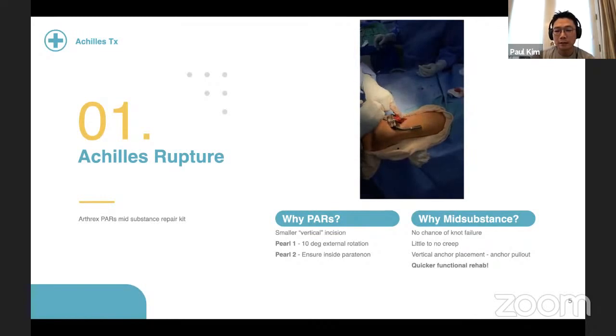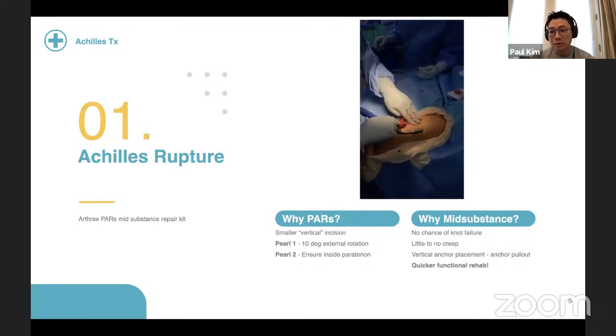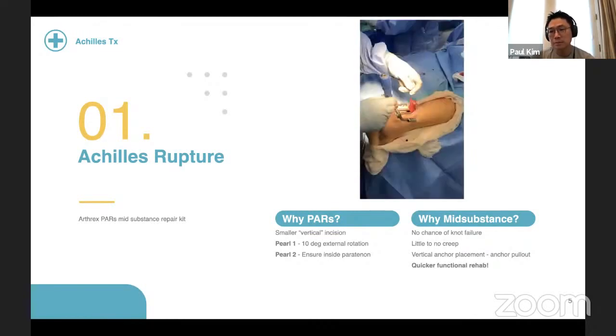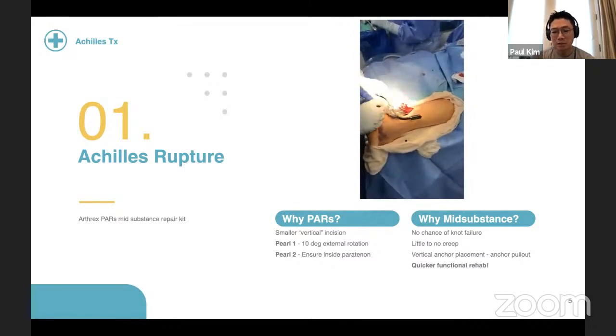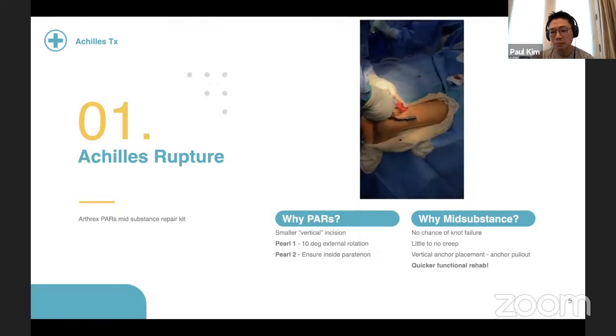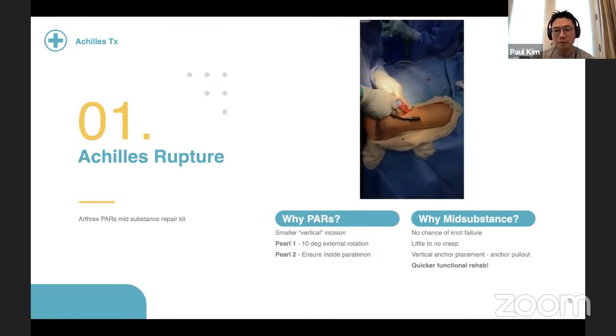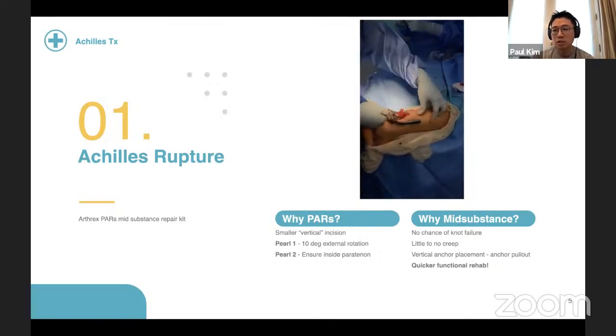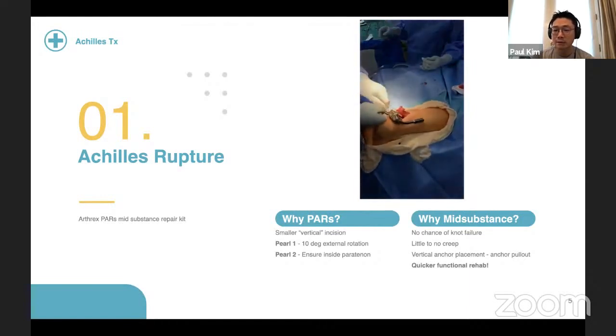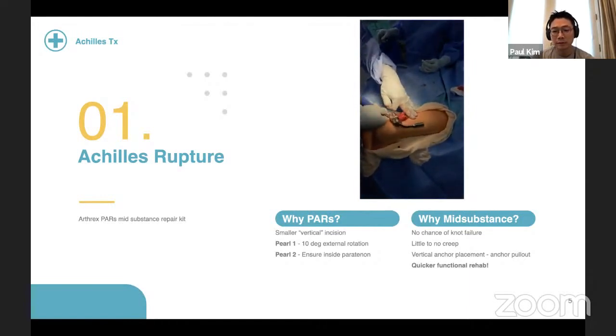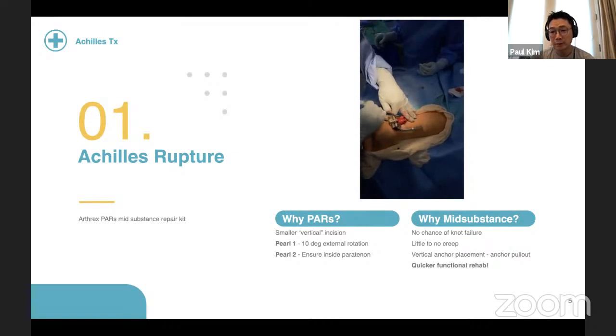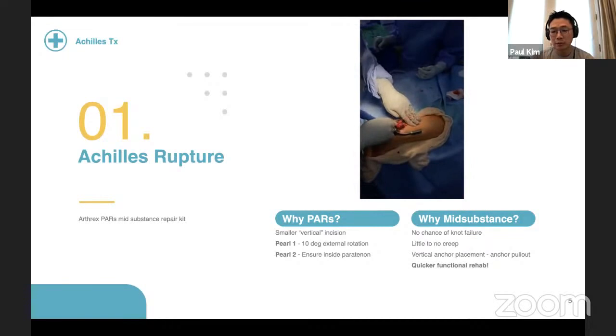Now, in the guide, they usually tell you to make a horizontal incision. I like a vertical, just in case you need to extend that incision. Also, one of the pearls is when you're putting this jig in, before you start incorporating these percutaneous sutures, make sure that the jig is externally rotated about 10 degrees to ensure that you don't get the sural nerve, and ensure that you are definitely within the peritenon. Again, this will also ensure that you're not going to capture the sural nerve.